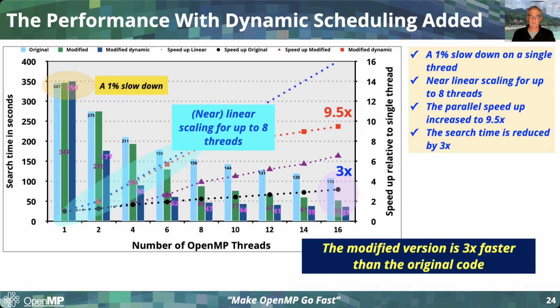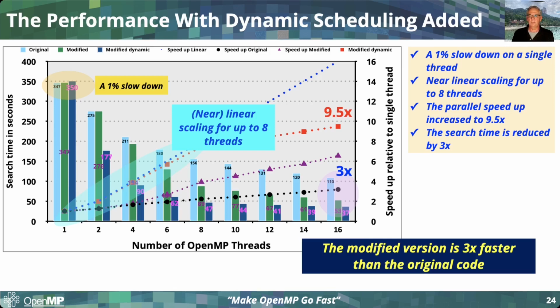I switched to dynamic scheduling. I used that scheduling clause. And I just show you the final result here. What we see, that's the blue bar chart, is the performance, the search time for this version with the dynamic clause added. And we see that on the single thread, there's actually a 1% slowdown. That's not a surprise, because dynamic is more expensive than the default static scheduling, so we see a little bit of slowdown.